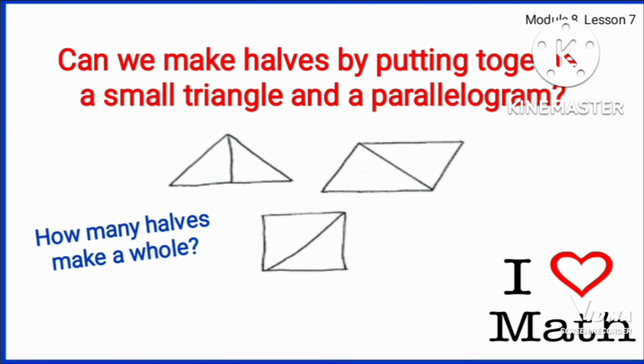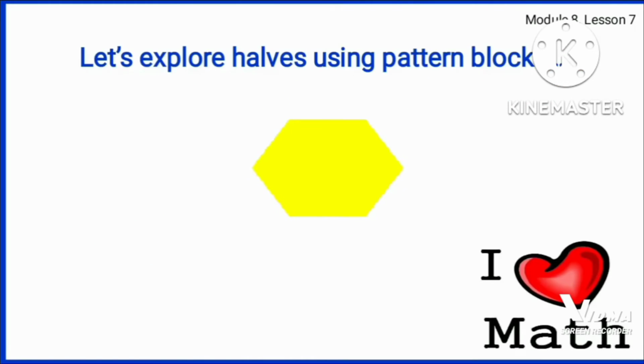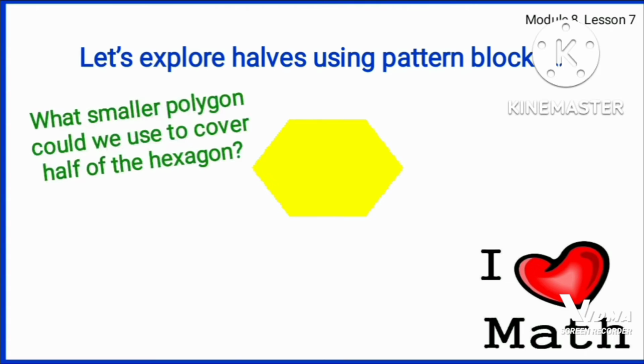Question: how many halves make a whole? 2 halves. Half plus half equals 1. 1 is a whole number. Now let's explore halves using pattern blocks. Look at the shape displayed now. Count the sides. It is a hexagon. It has 6 sides, 6 angles.